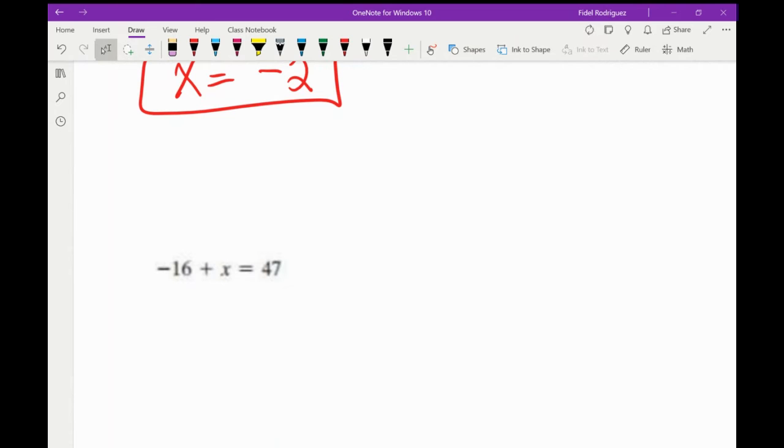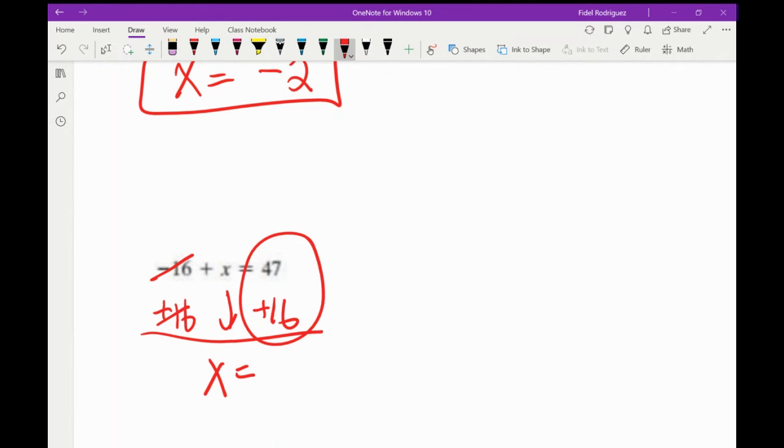So for this next one here, guys, it's a negative 16 plus x equals 47. Remember, I'm trying to undo the process. So if I have a minus 16 here, I'm going to go ahead and put a plus 16 right here. Because I know that a negative 16 and a positive 16 will cancel each other out. And then if I just add these numbers together, 47 and 16 would leave me with something like, oh, I don't know, 63.